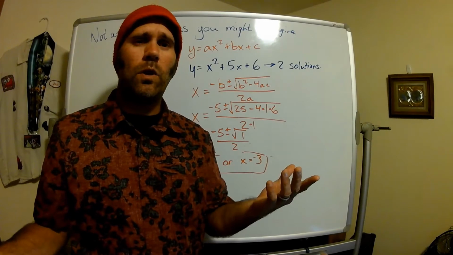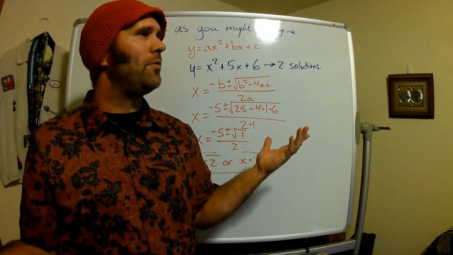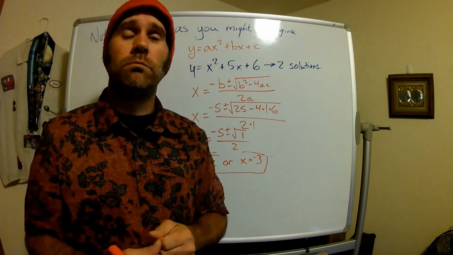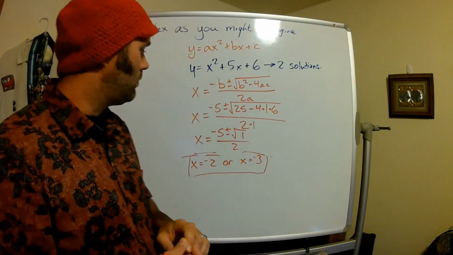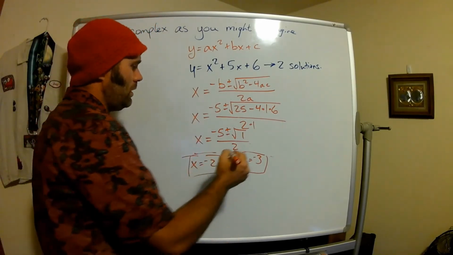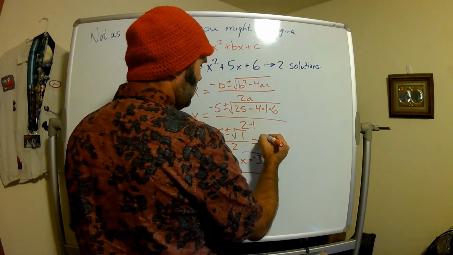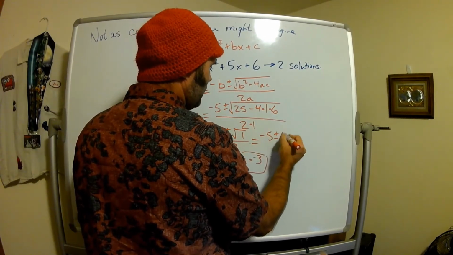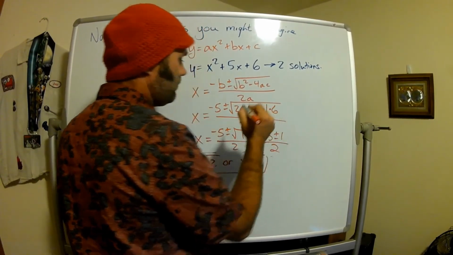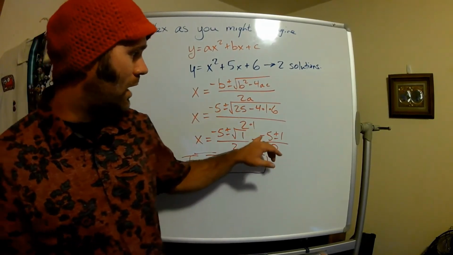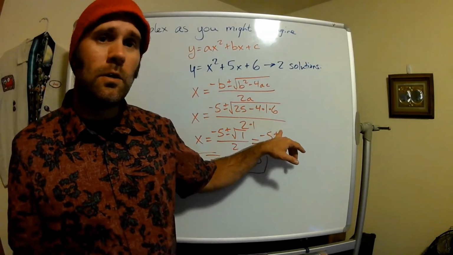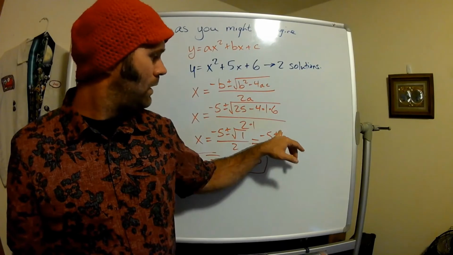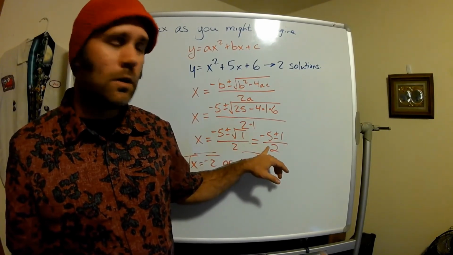What is the square root of 1? What number times itself equals 1? And the answer is 1. 1 times 1 is 1. So this simplifies to negative 5 plus or minus 1 over 2. Negative 5 plus 1 is negative 4, divided by 2 is negative 2.